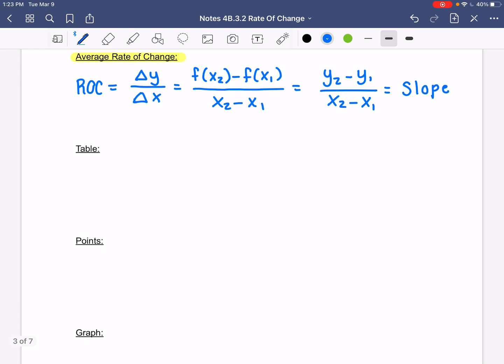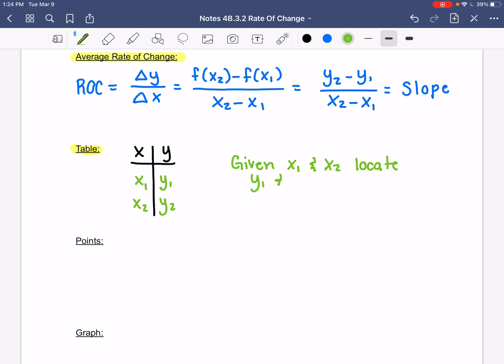So how you're going to find the rate of change if you are looking at a table of values. You can have a horizontal table or a vertical table, either way, but if you have a vertical table, you're just going to have to locate your x values. So you have your x1 and x2, and then just on the other side of your x1 and x2 will just be your y1 and y2. So you're given x1 and x2. Just go ahead and locate y1 and y2. And then you're just going to plug them all into this formula up here that we're going to be using today: y2 minus y1 over x2 minus x1.